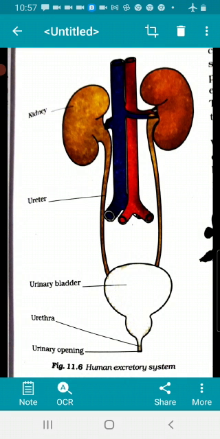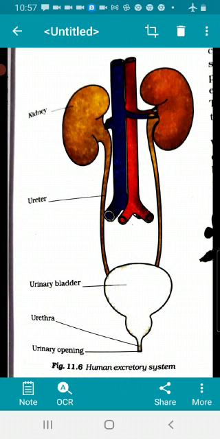From the kidneys, the urine goes into the urinary bladder through the tube-like ureters. It is stored in the bladder and is passed out through the urinary opening at the end of the muscular tube called the urethra. So you have seen the kidneys and the blood vessels.